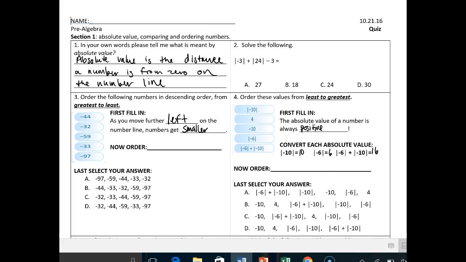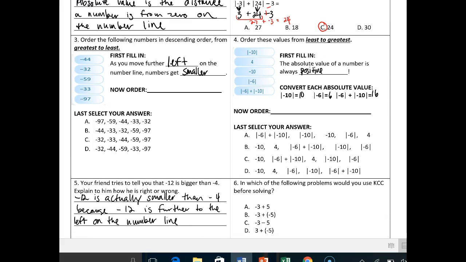So number 1, I just wrote down automatically. Absolute value is the distance a number is from 0 on the number line. Number 2 I'll do. This says what's the absolute value of -3? It's 3. What's the absolute value of 24? It's 24. And -3 stays exactly the same. So this becomes actually plus a -3. So 3 plus 24 is 27, plus -3 should give you a DSSL problem of an answer of 24.